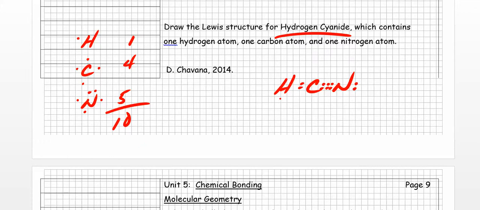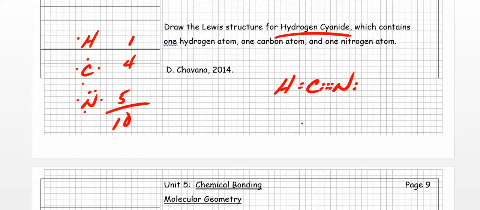Let's try the hydrogen first. Hydrogen has 2 electrons. It's supposed to have 2 electrons. Carbon has 2, 4, 6, 8 electrons. Carbon looks good. Nitrogen, 2, 4, 6, 8 electrons for the nitrogen. This looks like a reasonable structure.